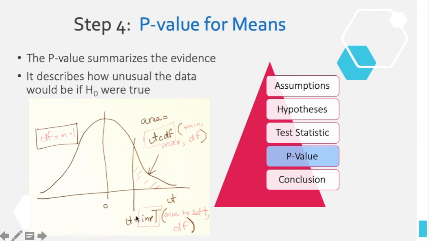So you might be given some problems where you're told the t-score and you're told which way to shade, or given enough information to know which way to shade, and you're asked to find the p-value, which is the area of the tail.